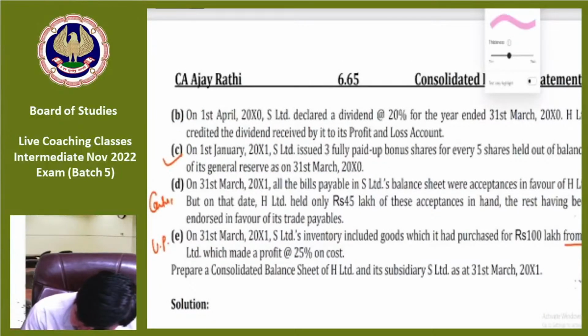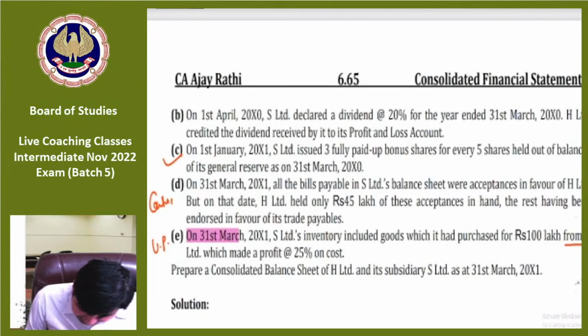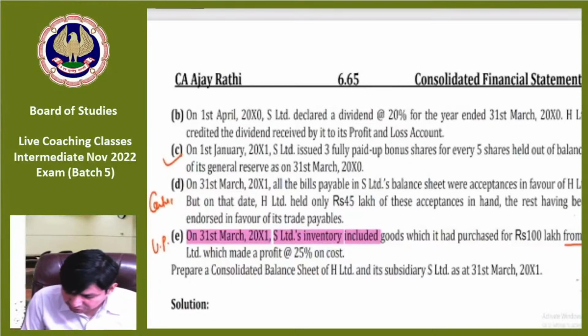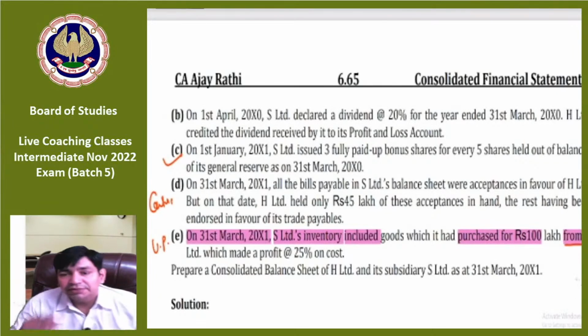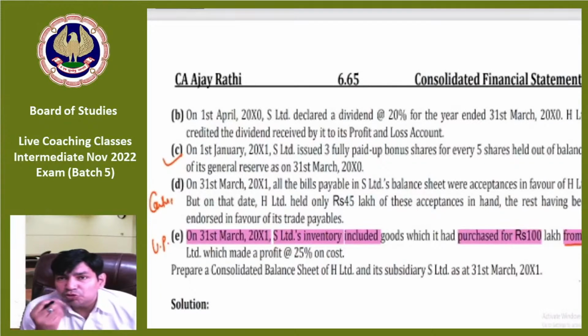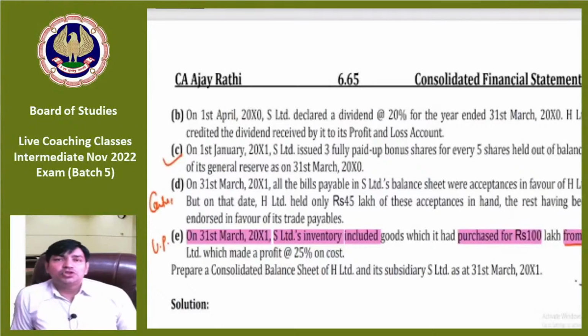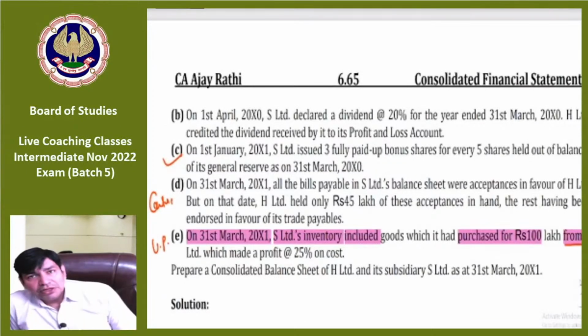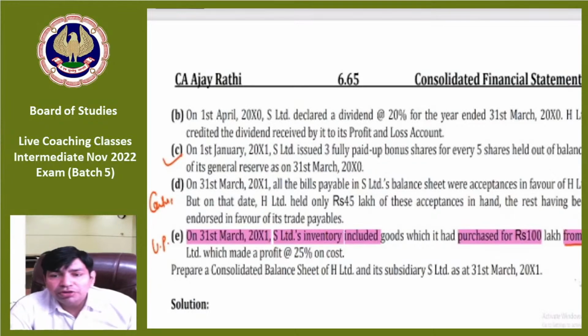Please see. The question is saying on 31st March 2021, S Limited's inventory included goods which it has purchased for rupees 100 lakh from H Limited. It means H Limited, the holding company, has sold and booked profit there, and it is in the hands of the purchaser. Who is the purchaser? That is S Limited. S Limited still has this stock in its own balance sheet.